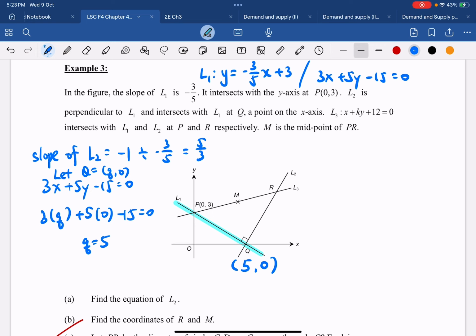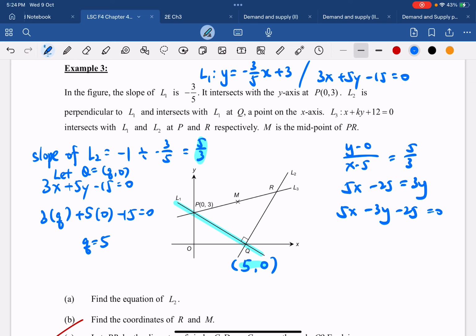Okay, so now we got the slope and then we got the point, so we can use point slope form. So (y minus 0) over (x minus 5) equals 5 over 3. For sure, you can also let L2 be y equals mx plus c, and then you substitute the point. Okay, so 5x minus 25 equals 3y. So 5x minus 3y minus 25 equals 0. So that's the equation for L2.